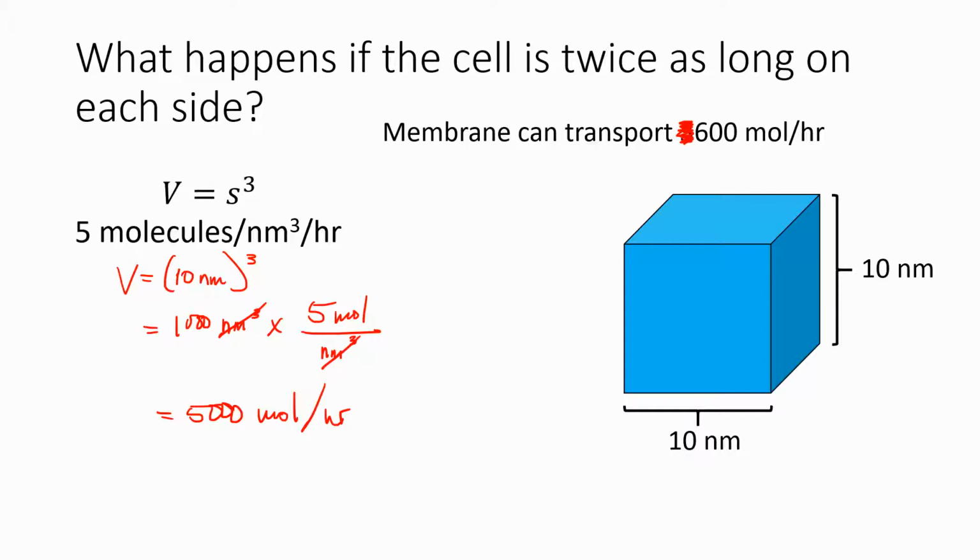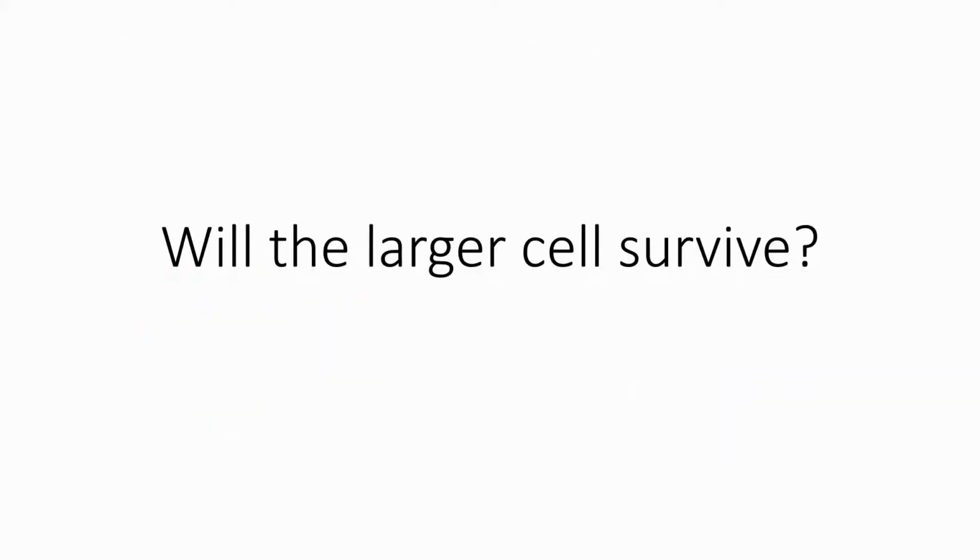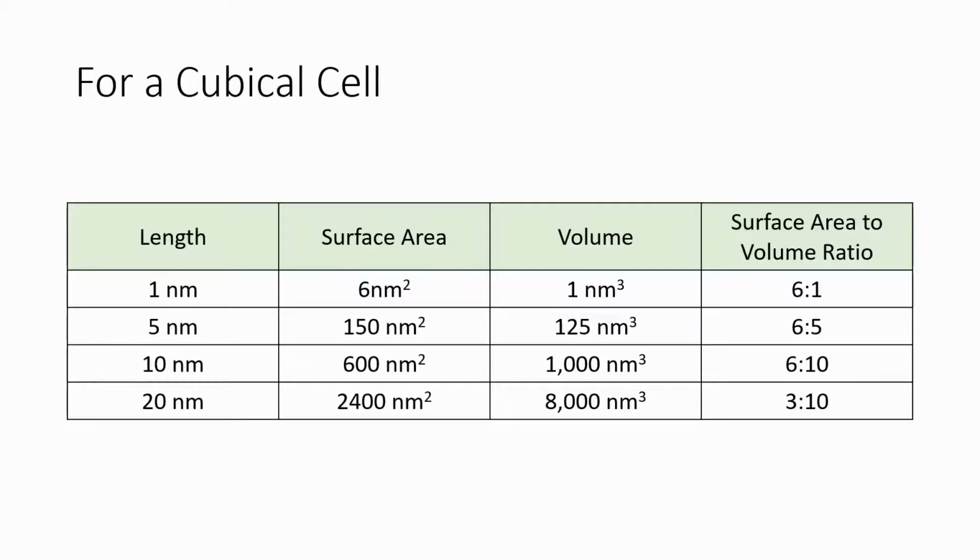Notice, it can only transport 600 molecules per hour. Can this cell transport enough molecules across its membrane in order to survive? No, it will not. So what this leads us to is we can look at a relationship between surface area and volume. So here I have a hypothetical cube. If its length was 1 nanometer, it would have a ratio from surface area to volume of 6 to 1, because it would have a surface area of 6, a volume of 1.